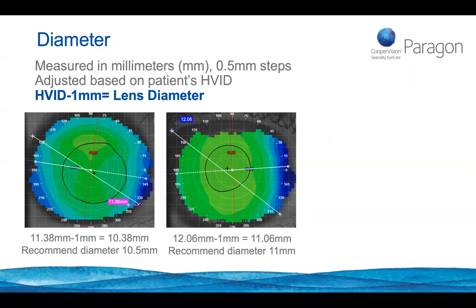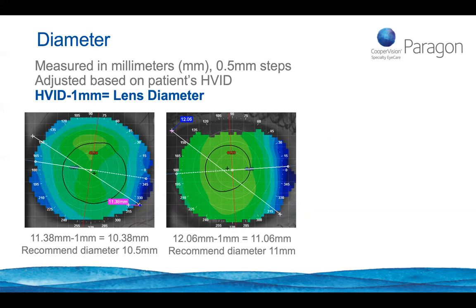At Pagaron, we recommend to subtract 1 millimeter from the corneal diameter size and round to the nearest 0.5 step. For example, this patient here on the left, their corneal diameter is measured at 11.38. You can see it in the little hot pink box. If you subtract 1 millimeter here, you're going to get 10.38. So our recommended diameter rounding to the nearest 0.5 would be a 10.5 millimeter lens.